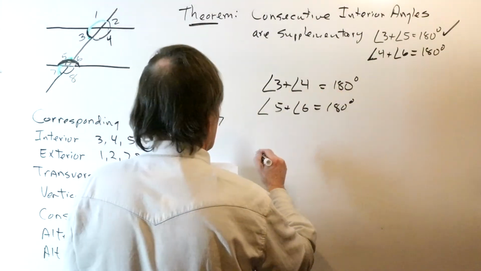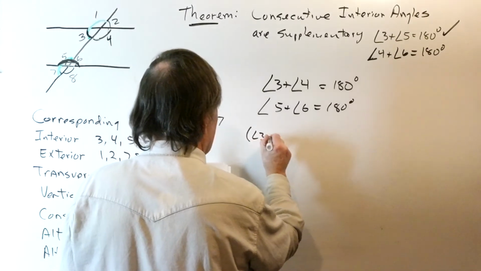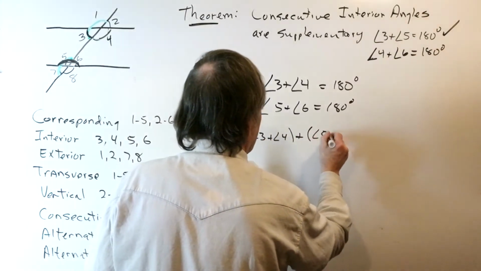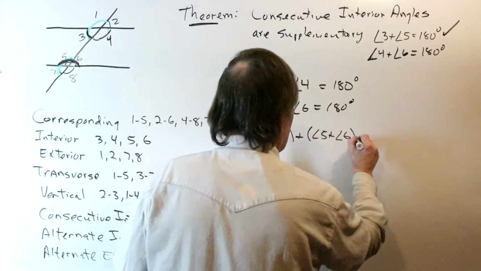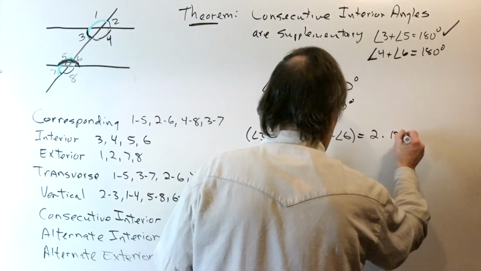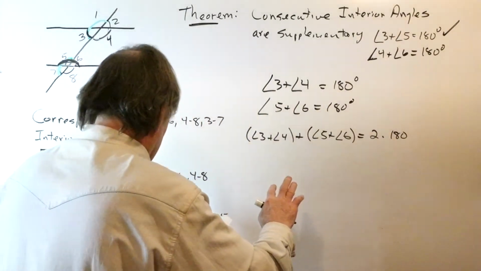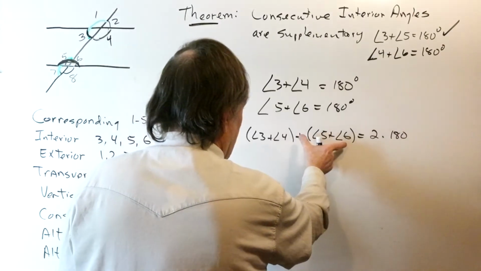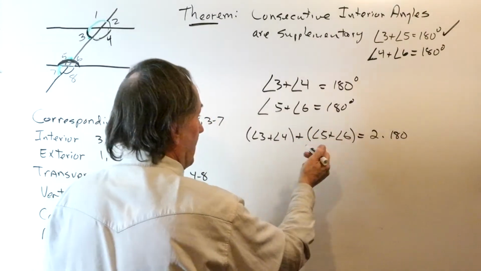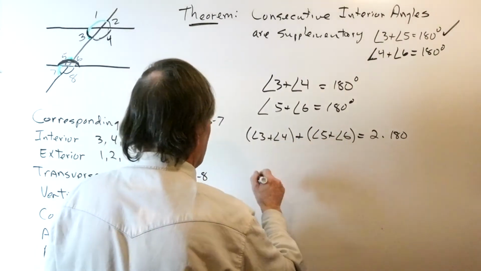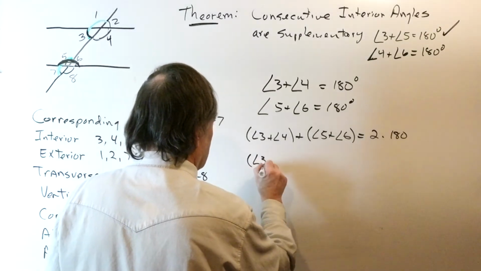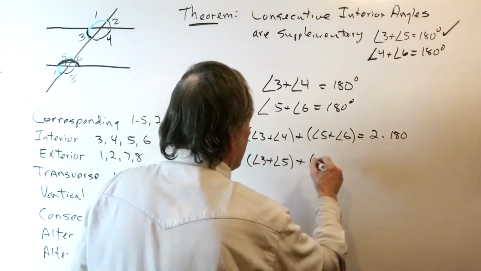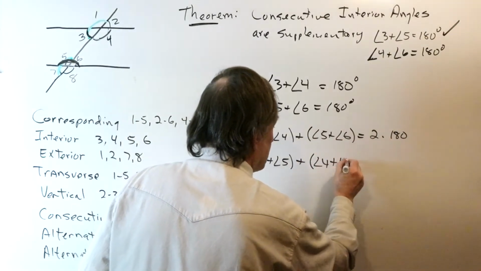Now let's add the two equations. So we have angle 3 plus angle 4 plus angle 5 plus angle 6 is equal to twice 180. Again, by associative property, I can group these any way I want. So with angle 3, I'm going to put angle 5. So I have angle 3 plus angle 5, and what's left over is angle 4 paired with angle 6.